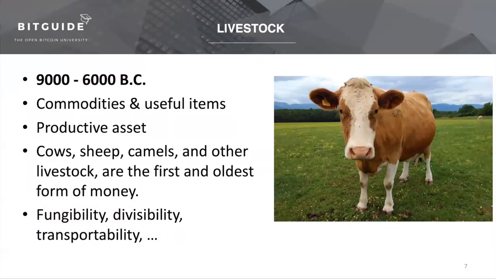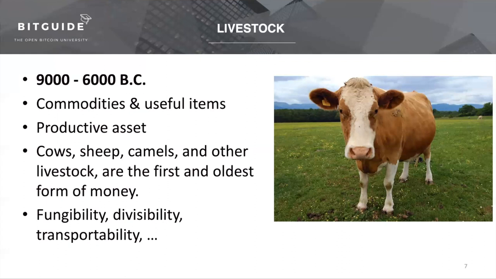Early human civilizations used livestock as a form of money. Around 9,000 to 6,000 BC, cows, sheep, and camels were common forms of money. They were productive assets that everyone valued, and their livelihood depended on it. So if you wanted to buy something, offering livestock was always accepted as payment.